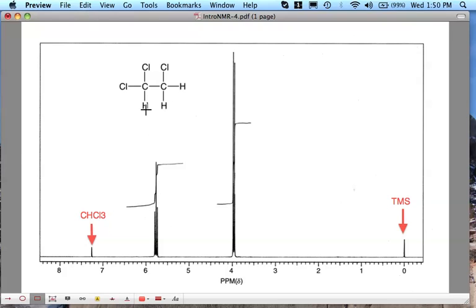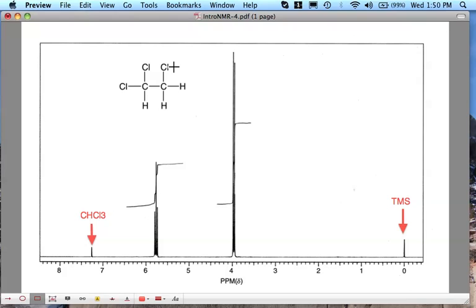So what you can see is we can tell the number of neighbors by the type of pattern. If the hydrogen has no neighbors, then it'll be a singlet. 1 neighbor, it's a doublet. 2 neighbors, a triplet, etc. We'll talk more about that on Friday. I'm not going to go into too much detail on that right now.